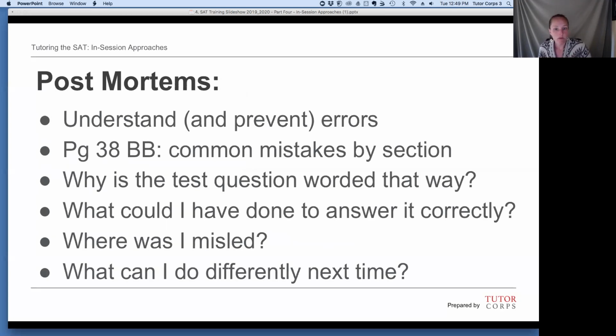We already went through postmortem, so I won't dwell on this for too long, but it's an extremely solid technique for helping students understand where they went wrong so they can prevent making the same mistakes in the future. And in the Black Book, you can also have them read page 38 to see common mistakes students will make section by section of the test. Feel free to pause here and read that yourself if you want to go through it now.